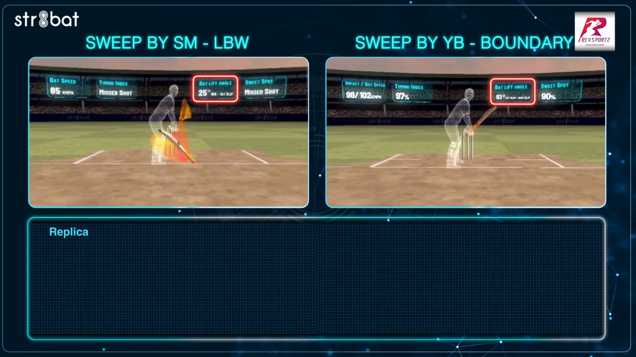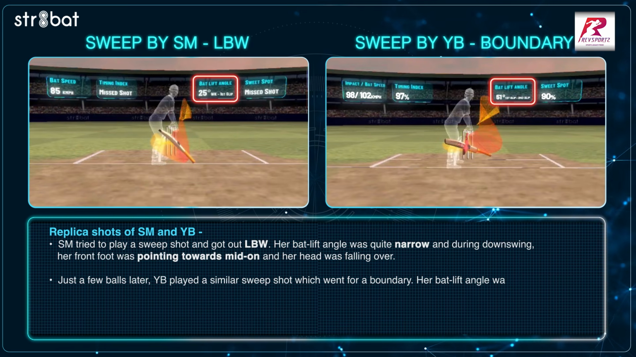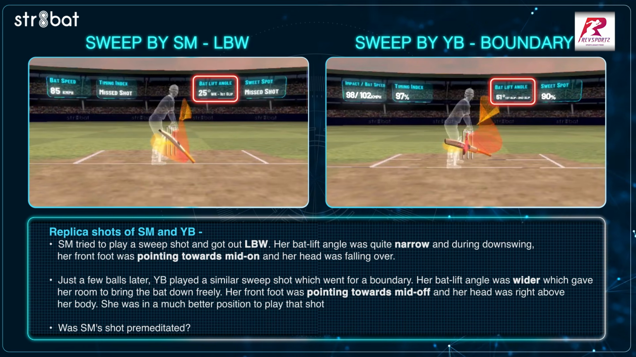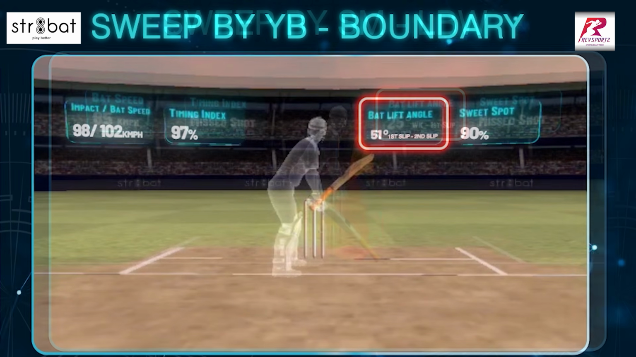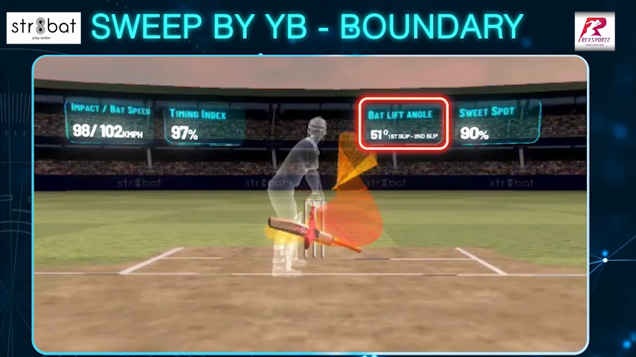Now here's the thing. First and foremost, the shots that you see here are replicas of the actual shots that were played by the players. The replica that technologically StraightBat has created. So now, let's understand what happened. First and foremost, if you look at Smriti's shot, the bat lift angle is the first difference. If you note, the bat lift angle for Smriti is 25 degrees, between the wicket keeper and the first slip. Whereas with Yastika, the bat lift angle is 51 degrees, and this is between first slip and second slip.